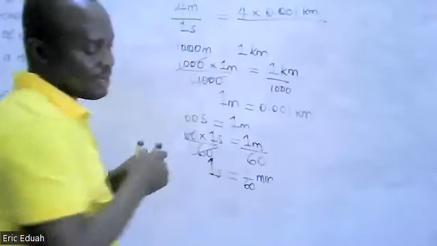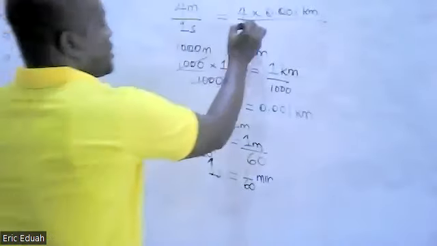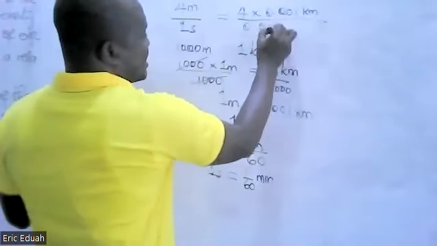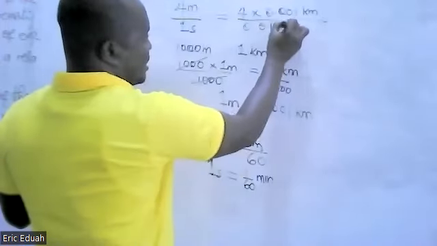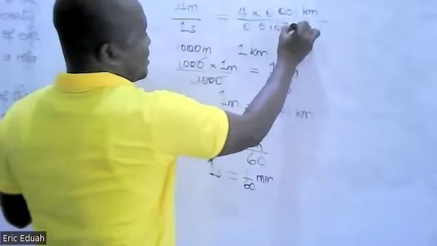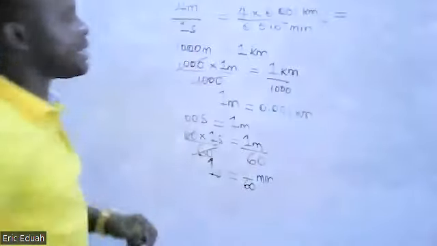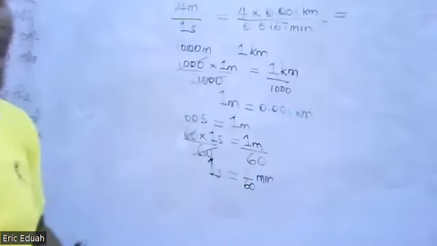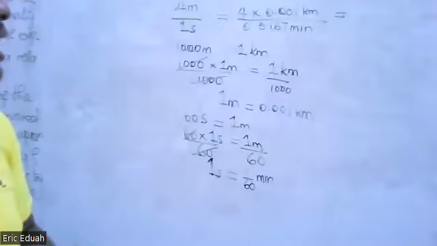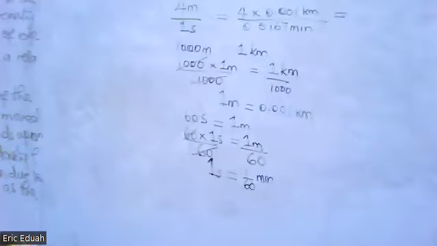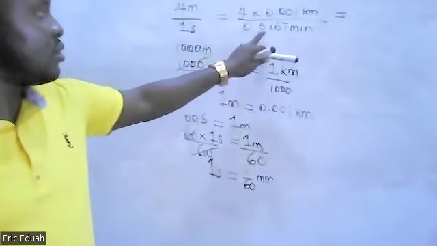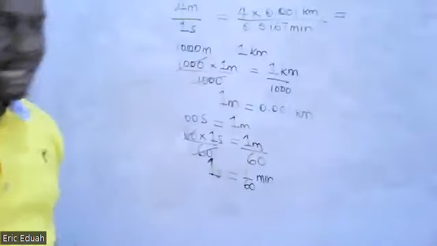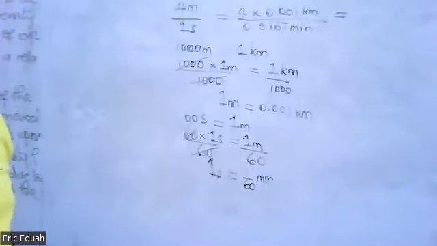0.0167 minutes. So multiply the numerator by 4 times 0.001 and then divide it by 0.0167. So 0.004 divided by 0.0167. What did we get?